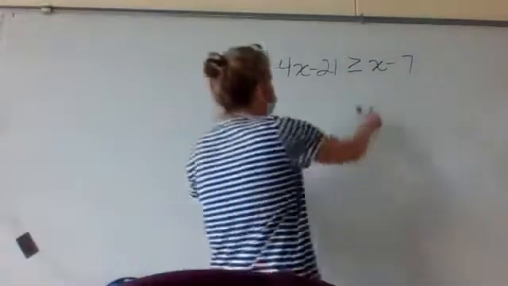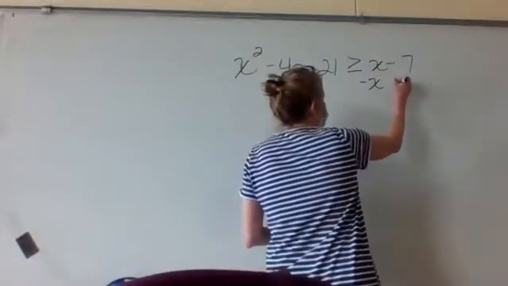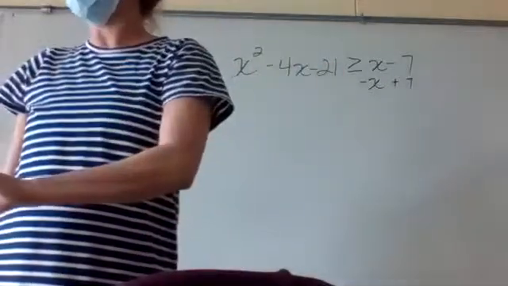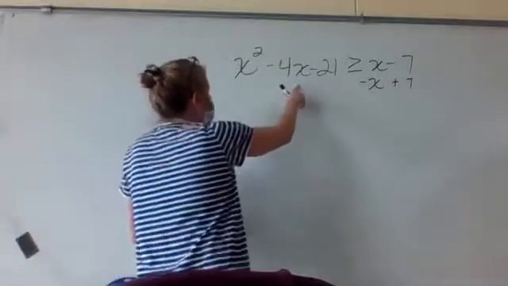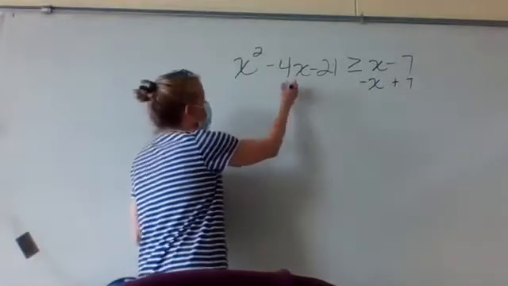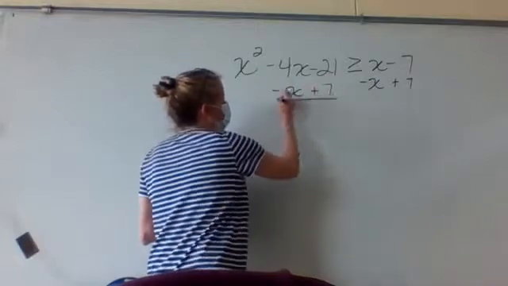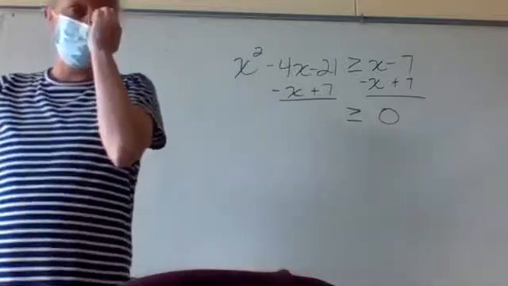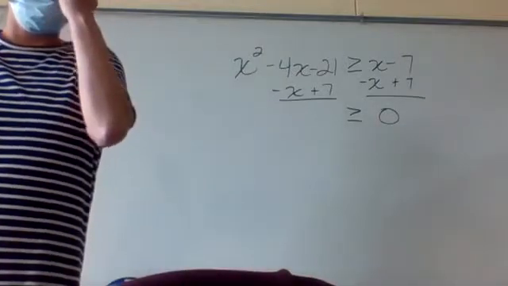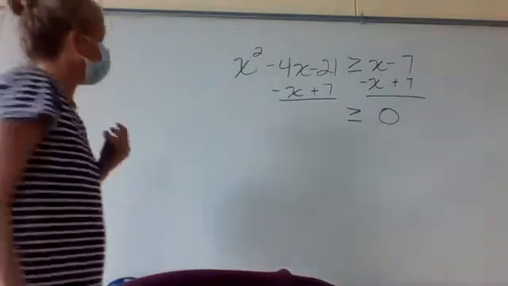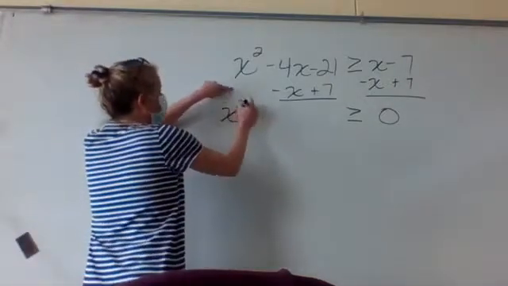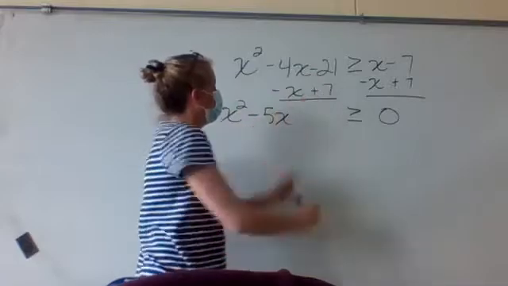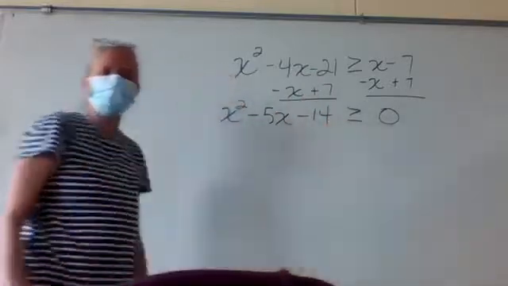So let's see, to set it equal to 0, I need to subtract x and add the 7 to knock those out. If I do it on the right side, I have to do it on the left, right? Same thing. On the minus x, make sure you put it underneath its like term. Same with the plus 7. So now I'll have greater than or equal to 0. Let's see what I have over here. I've got x squared. Negative 4x minus 1x gives me negative 5x. Negative 21 plus 7 gives me negative 14.